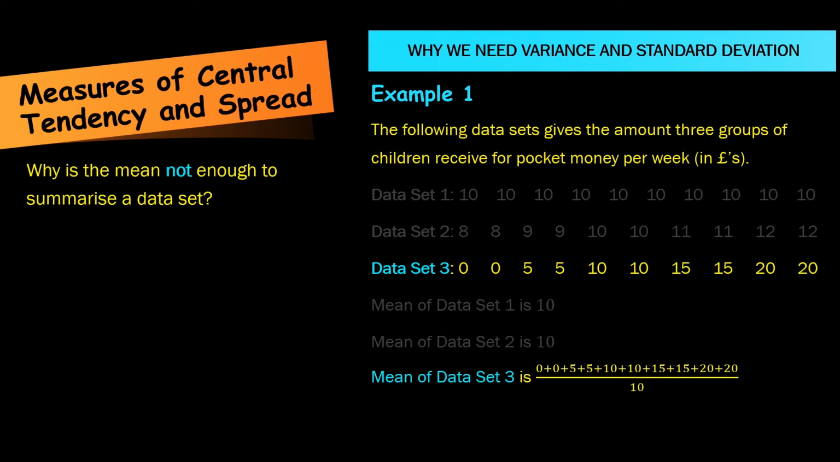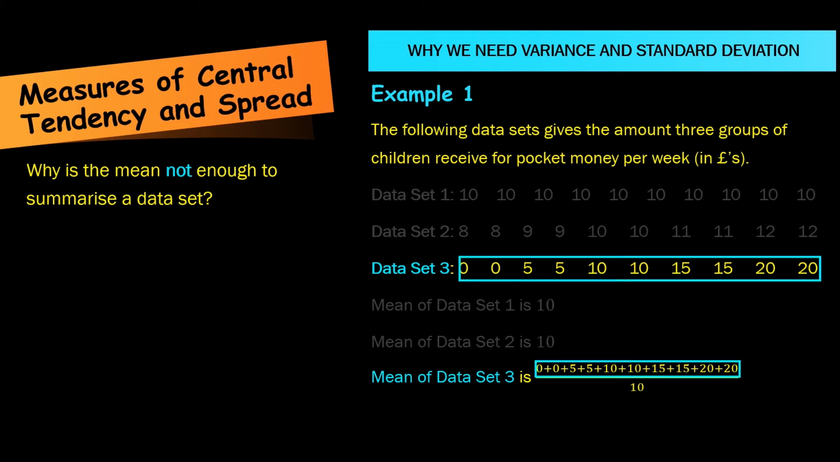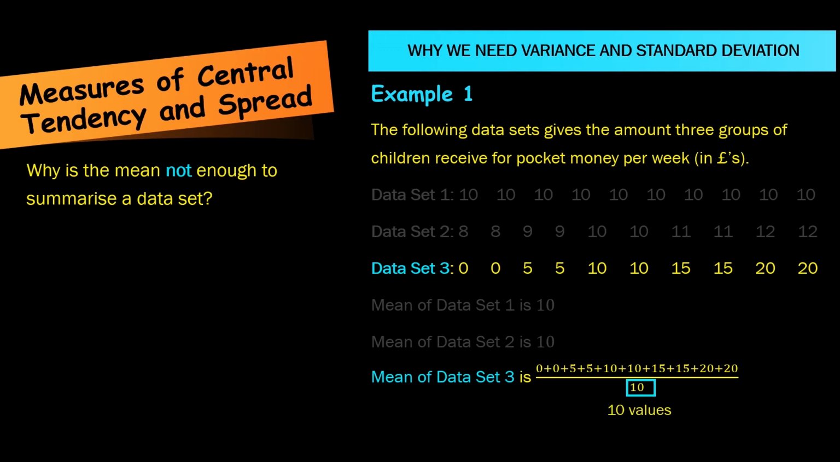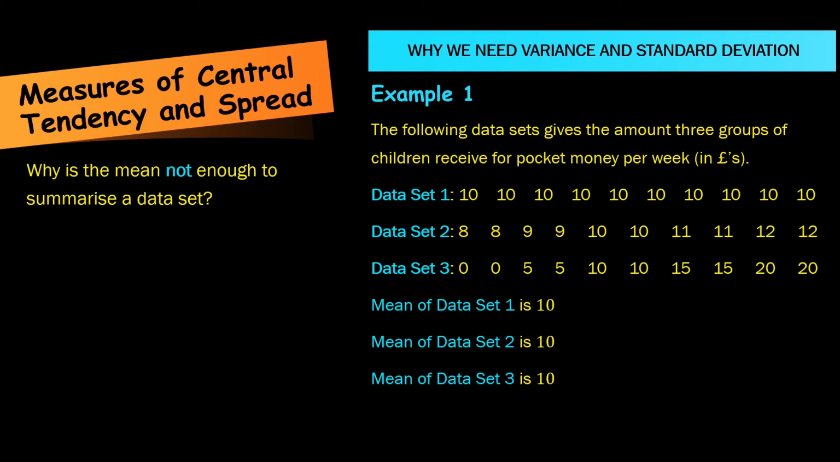And now for dataset 3. Again, add up all the values in dataset 3 and divide by the number of values. And we have 10 again. Notice that the mean of each data set is equal to 10. However, the 3 data sets are considerably different. So all the 3 data sets are different but have the same mean.